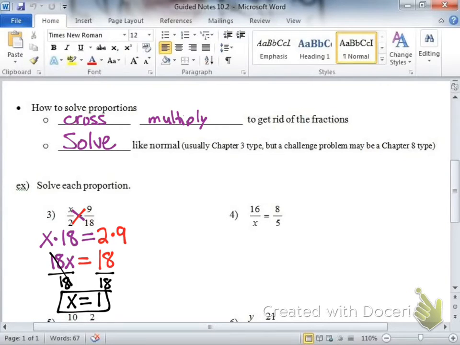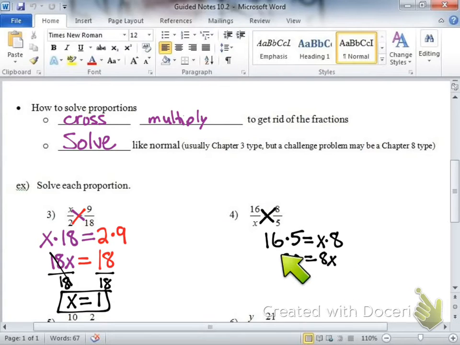Alright, on the next one, I am going to do 16 times 5 when I multiply that way. And that's going to equal x times 8. What is 16 times 5? 80. Equals, what's x times 8? 8x, yep. Honestly, if you did 8x equals 80, if you went this way first, you should still get the same x value as we do.